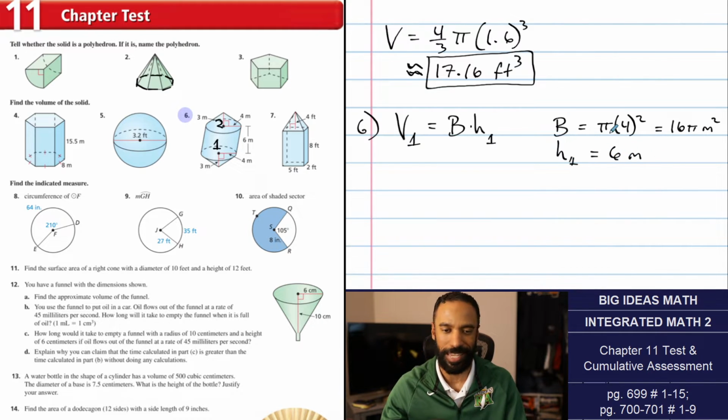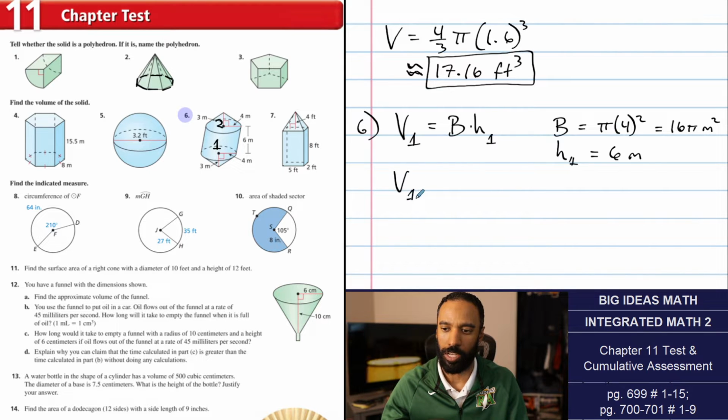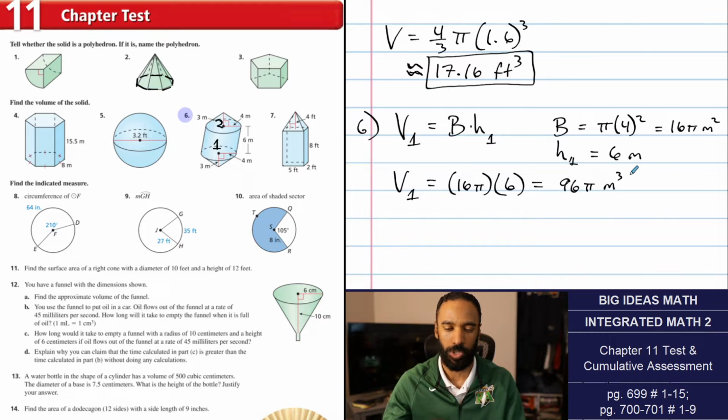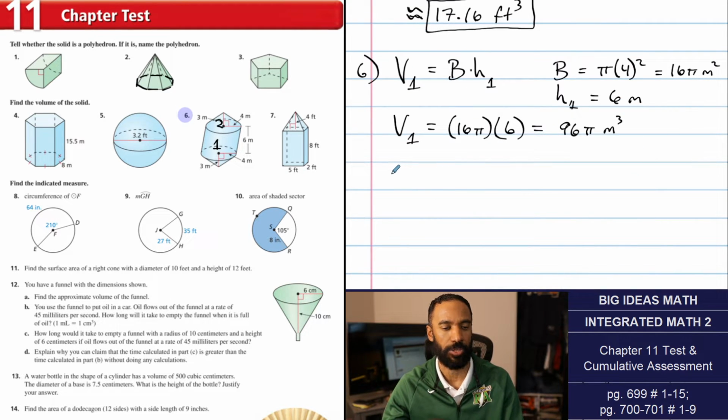It is the perpendicular distance here. It doesn't matter if it's oblique or not. So the volume of object 1 will be area of base times height, which is 96 pi. Let's just leave it like that for now. That's in cubic meters. We'll do the rounding later when we figure out volume 2. We double it and we add it to the total.